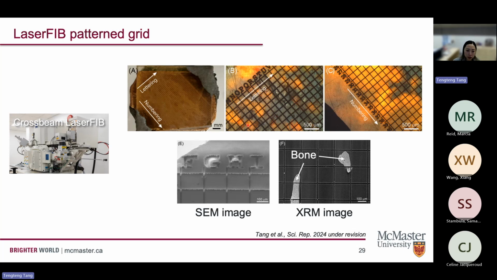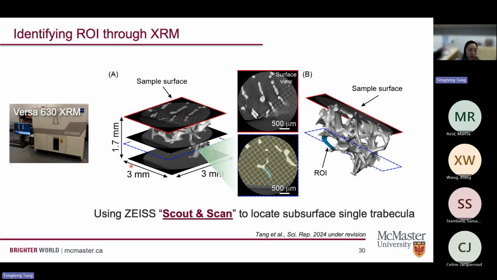What's really critical when we design these grids on the surface of the sample is that these grids need to be able to be visualized not only under the electron microscope, but also under XRM, so that we can really correlate between the two different imaging modalities. We then put the entire sample into the XRM, where we can scan the entire sample, including the grids together with the bone sample. We can also start to target specific regions of interest that we want to examine further at the smaller length scale.